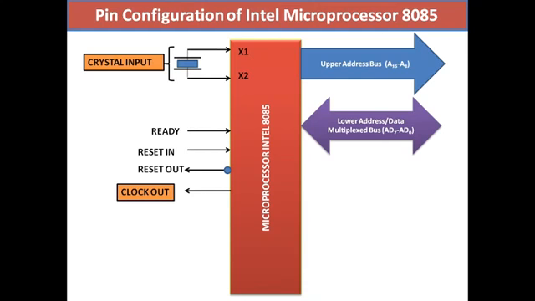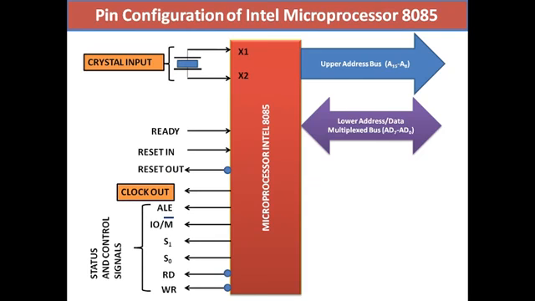There are few pins such as ready, reset in, reset out and clock out. We'll discuss this later on. There are certain status and control signals. Among them are ALE, which is address latch enable, IOM bar, S1 and S0 are status signals. This indicates whether a microprocessor is presently communicating with IO, that is input output device, or the memory. There is S1 and S0. The combination of S1 and S0 tells us whether a microprocessor is in read state or it is in the write mode.